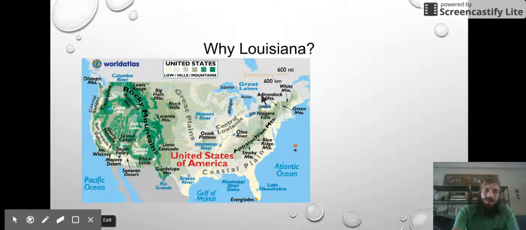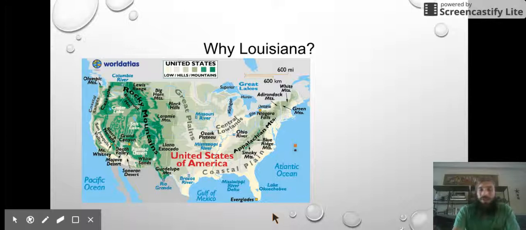Also, the eastern side of the United States gets a lot more rain than the western side. So that's, again, more water that can wear down at the land and cause coastal erosion. Hurricanes also generally come from the southeast. So hurricanes come right through this path here, right across Louisiana and New Orleans.